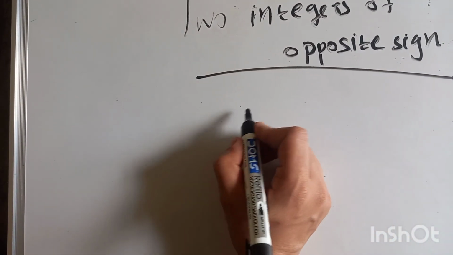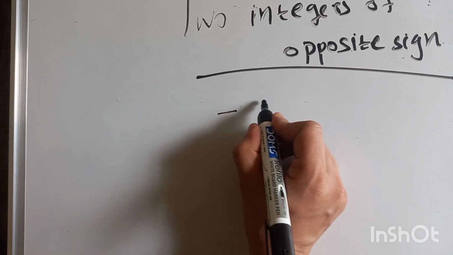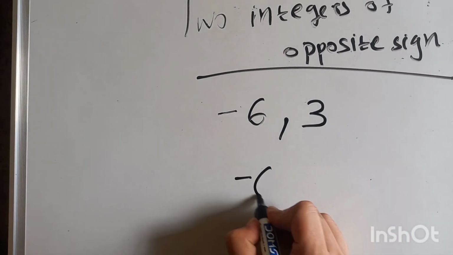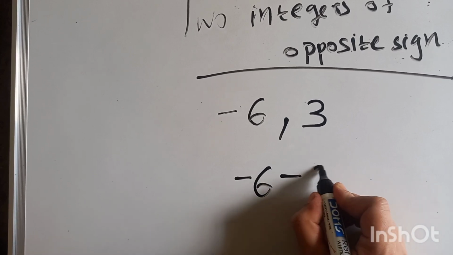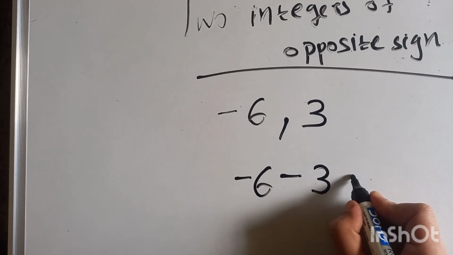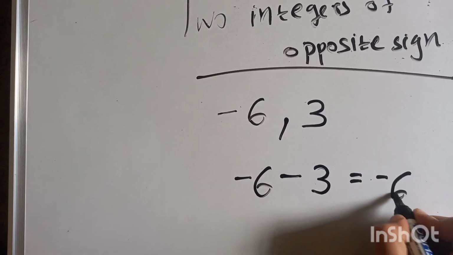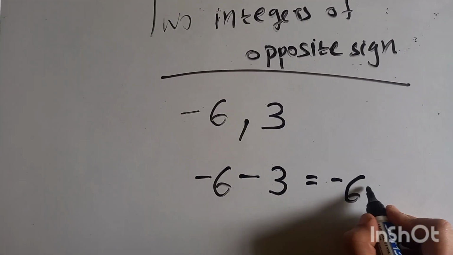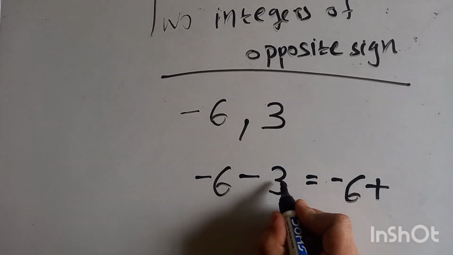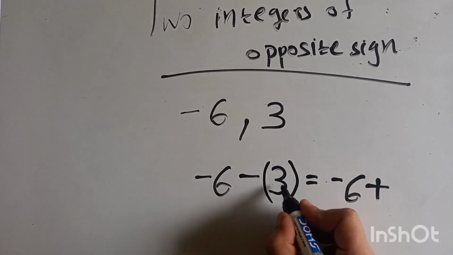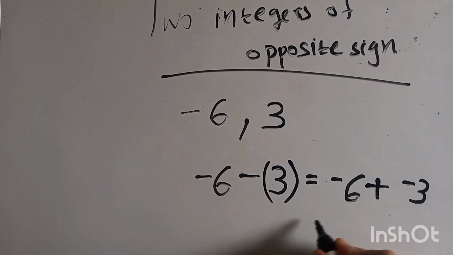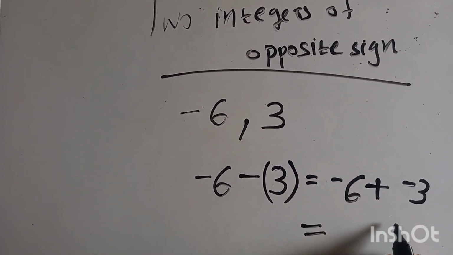Let us consider the first number as negative 6 and the second number as positive 3, and I am going to subtract negative 6 minus positive 3. So instead of subtraction, we are going to change it into addition. So negative 6, minus will become plus, and the sign of the second number, which is actually positive, we are now going to change to negative. So negative 6 plus negative 3.